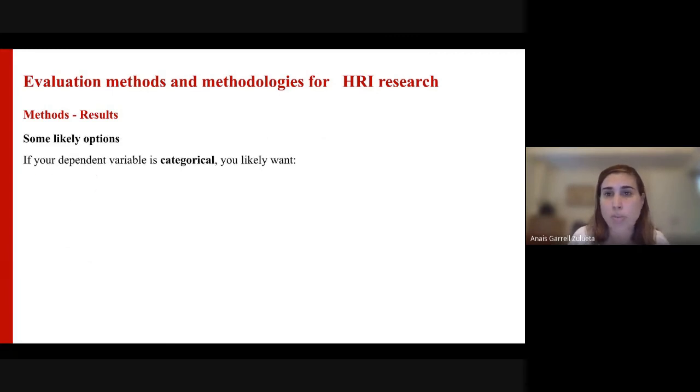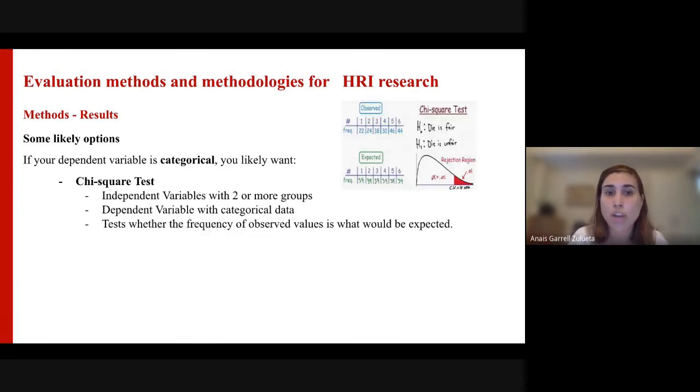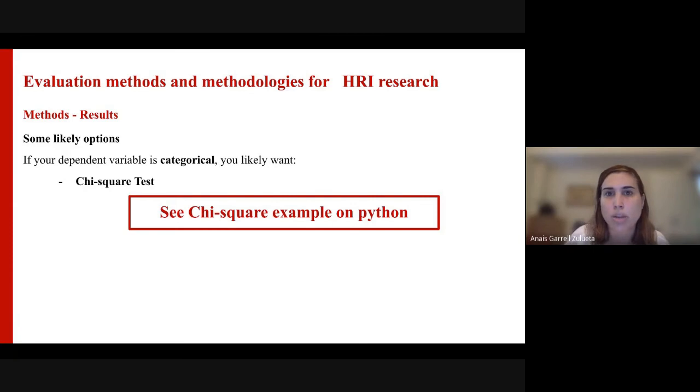So let's see some examples. If your dependent variable is categorical, you can use the chi-square test. Here, we have independent variables with two or more groups, the dependent variable with categorical data, and we test whether the frequencies of observed values are what we expected. Let's see an example here.